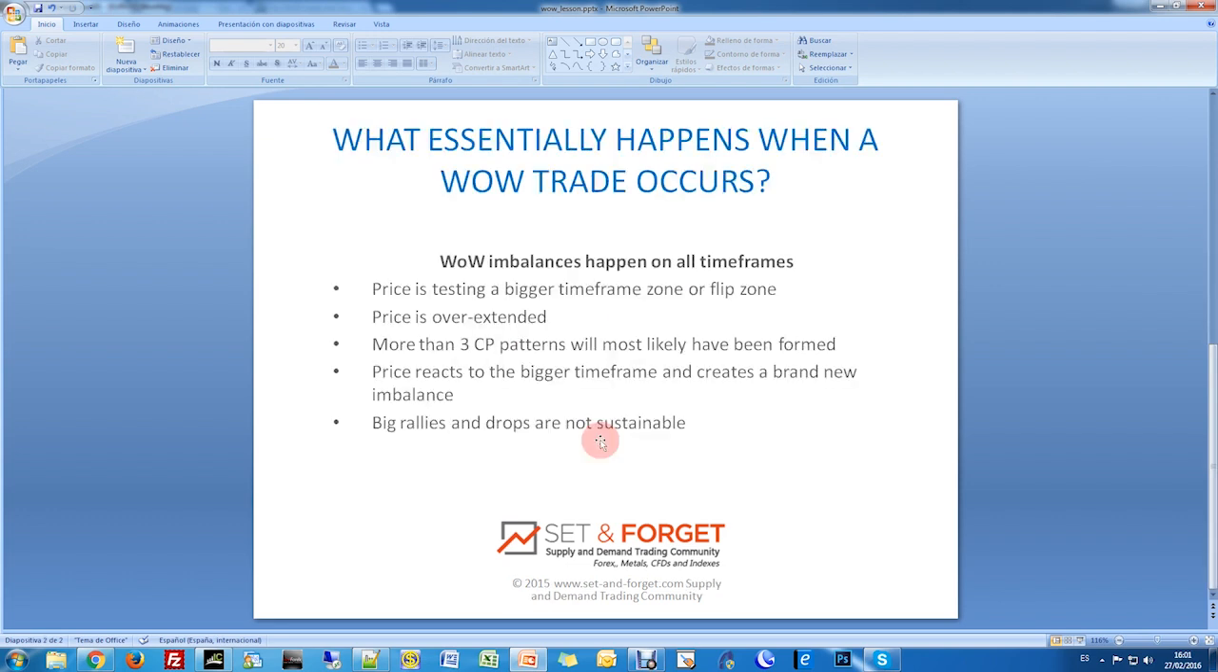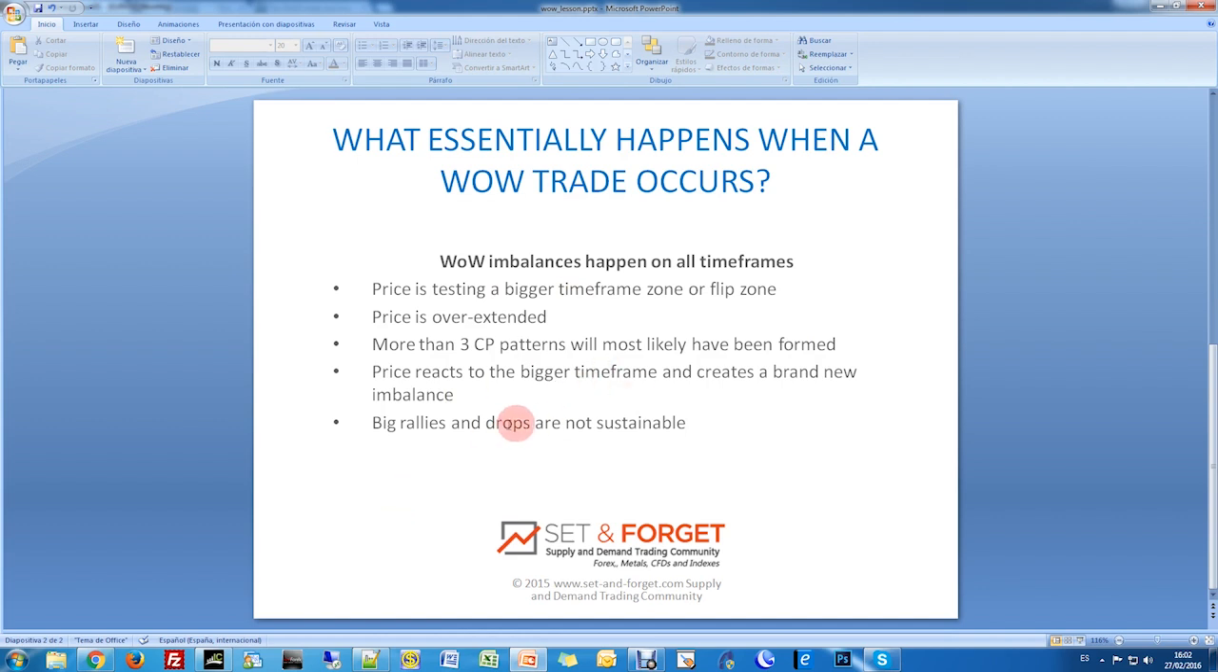So what essentially happens when a WoW trade occurs? First of all, WoW imbalances happen on all timeframes and all instruments. Normally price is testing a bigger time frame zone or a flip zone. Price is usually overextended. It is the case in many scenarios. More than 3 CPs will most likely have formed, which is overextension after all. Price is reacting to a bigger time frame and creates a brand new imbalance. That's the definition of WoW.